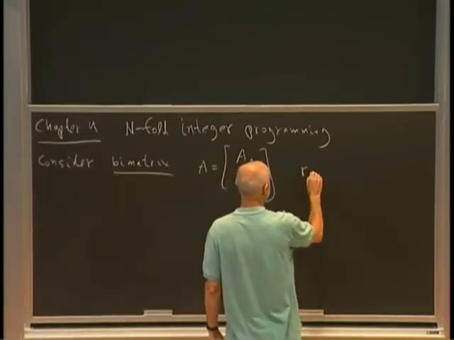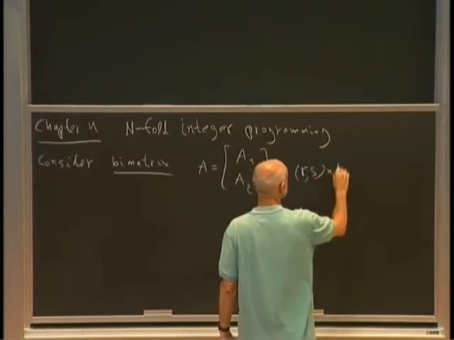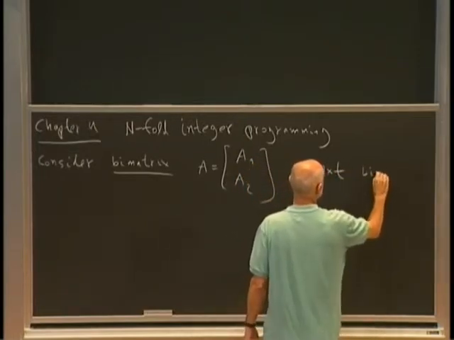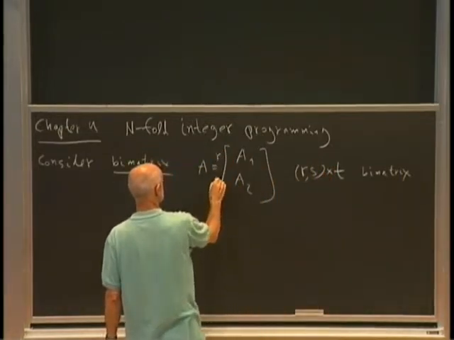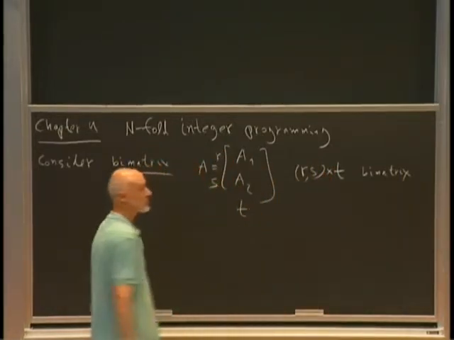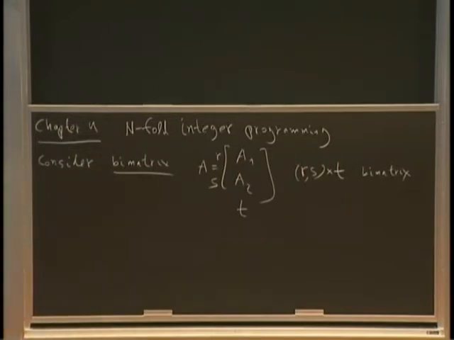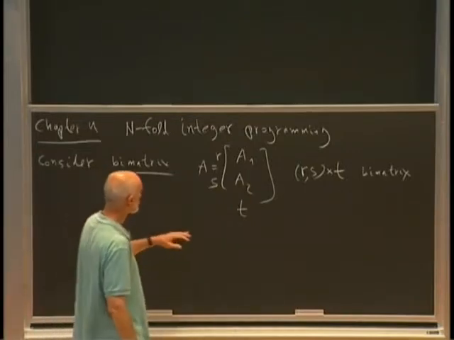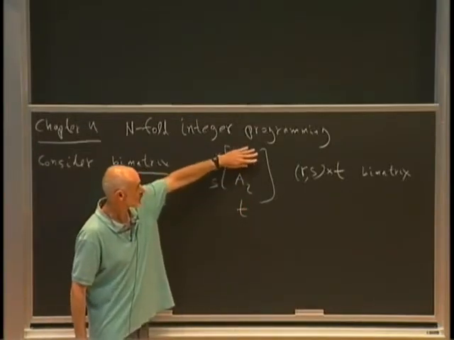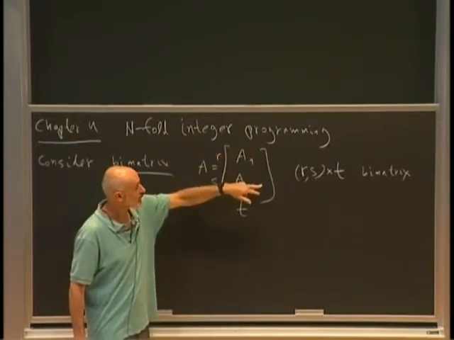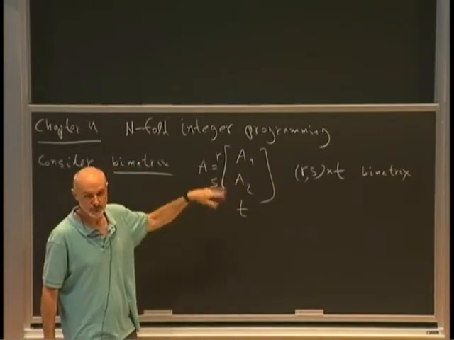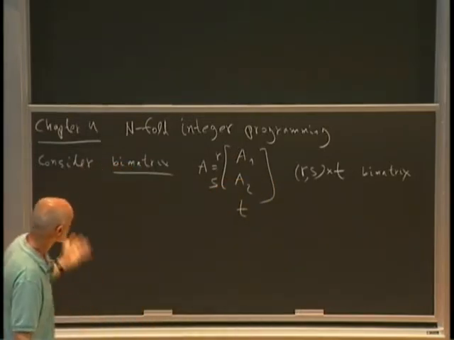I call it an RS by T bimatrix. So we have R rows here, and S rows here, and T columns for both blocks. So this is an R plus S by T matrix. In particular, one of the blocks may be empty, that's possible, or 0, or whatever.